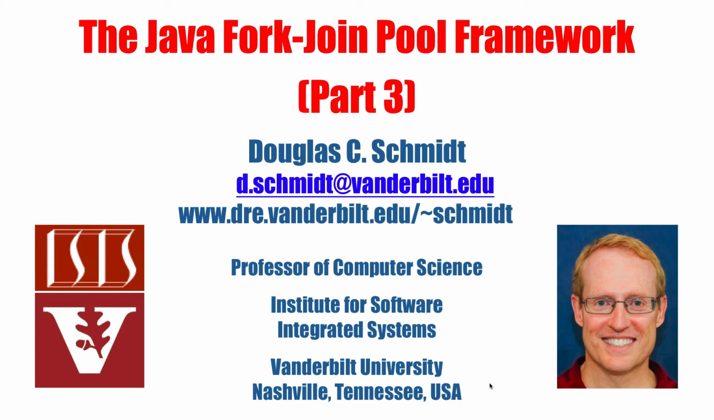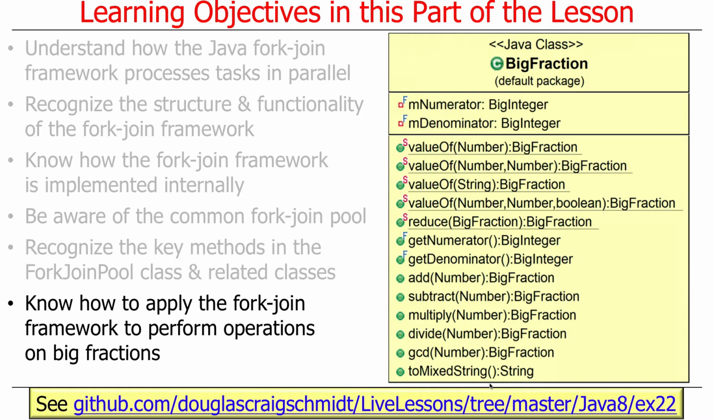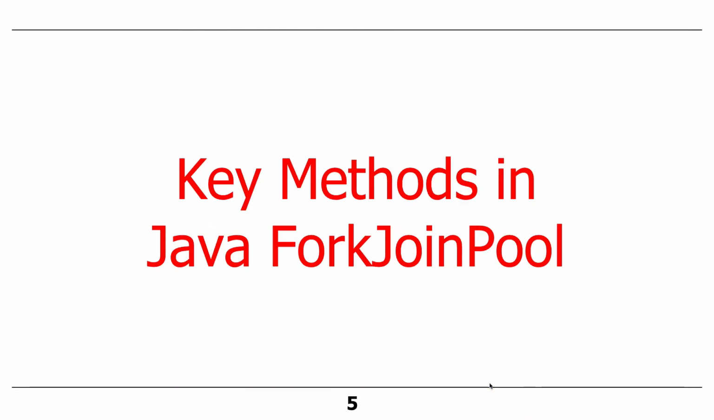So for the third and final part of this section on ForkJoinPool, we're going to go ahead and talk about some of the methods that are provided in ForkJoinPool and the related classes like ForkJoinTask. And I'm going to show you how to apply these things to do operations on big fractions. So it'll be yet another big fraction operation program, which you can see here. We'll walk through some of that code.